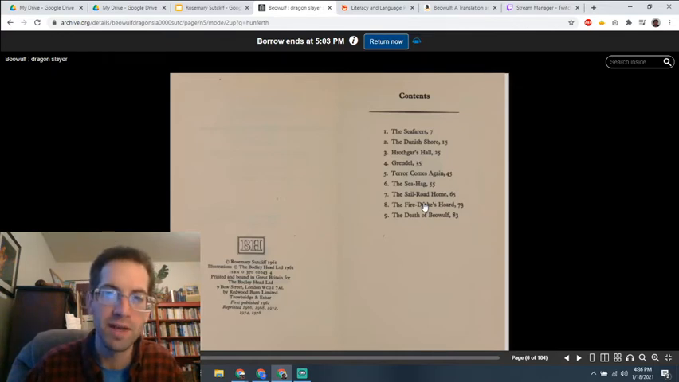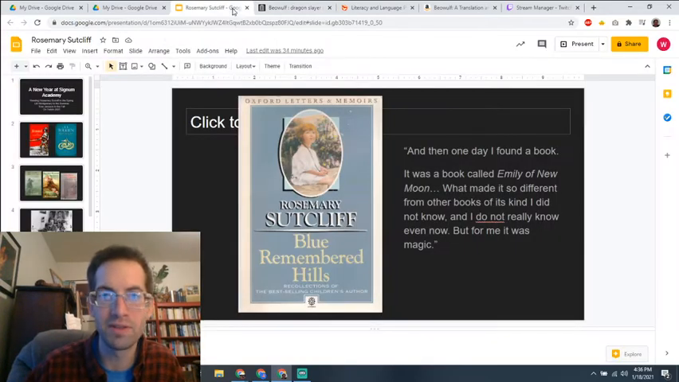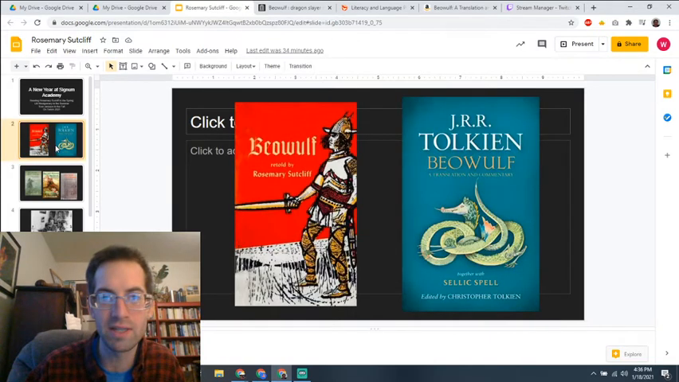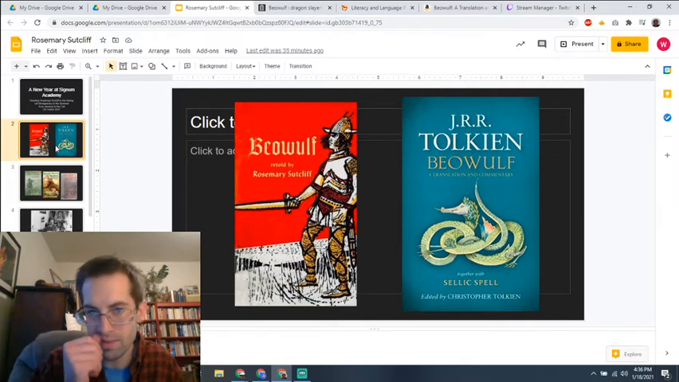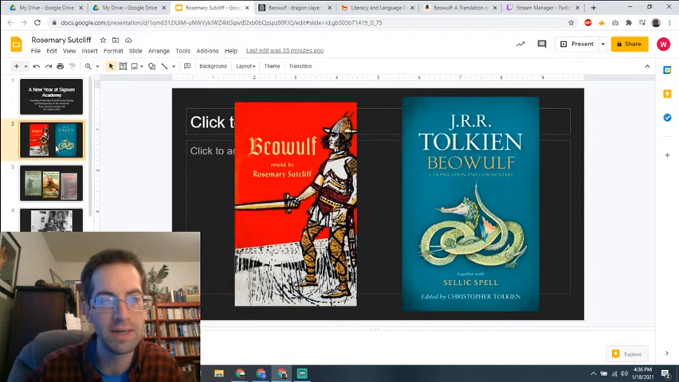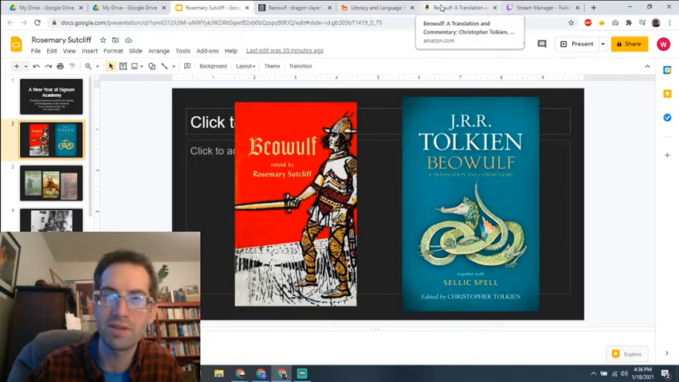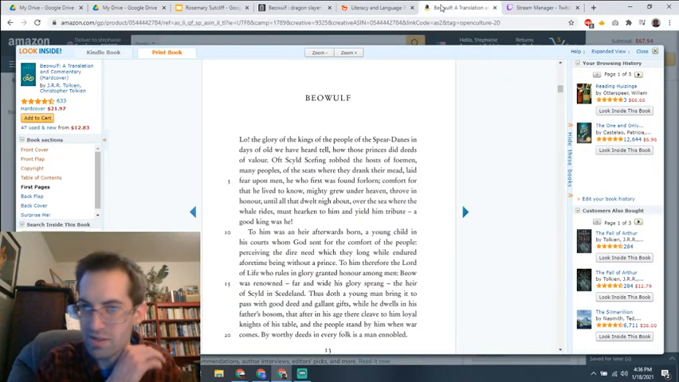So, as we mentioned last time, Tolkien really loved this book, Beowulf, and has his own translation and retelling of it. I thought maybe we could start out by just looking at the opening of these two versions of the story. They're quite different. So Tolkien's version, I'm just looking at it on Amazon here. I hope that makes it easy for you guys to see.